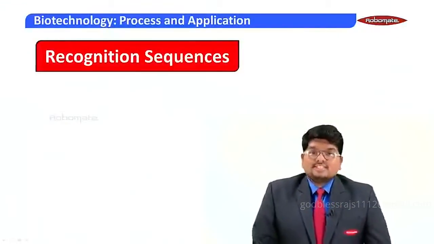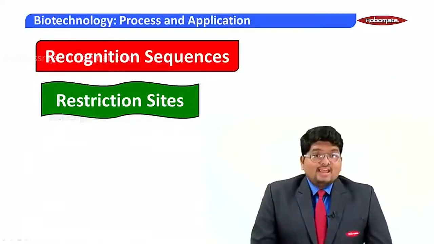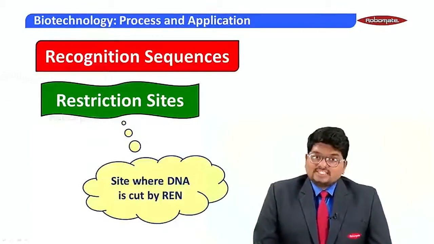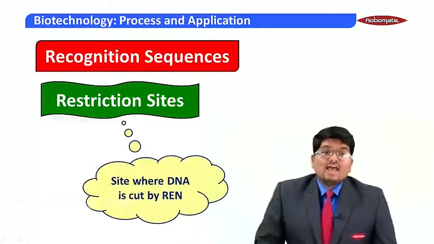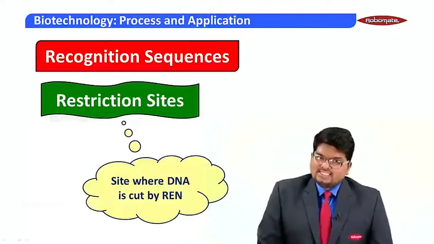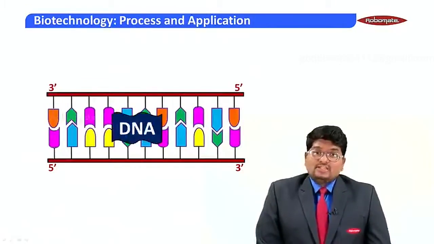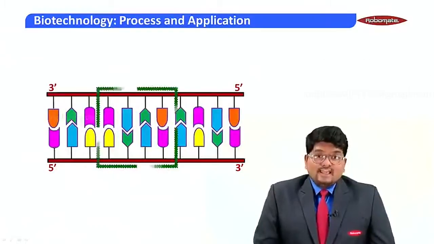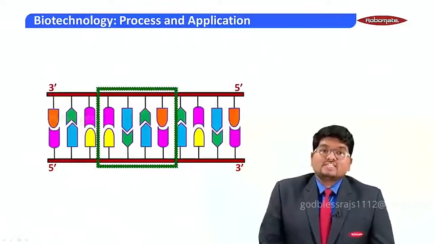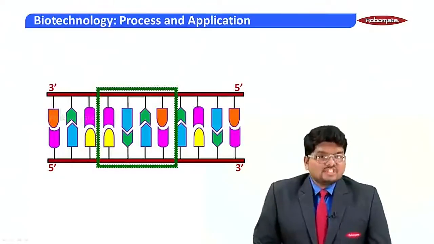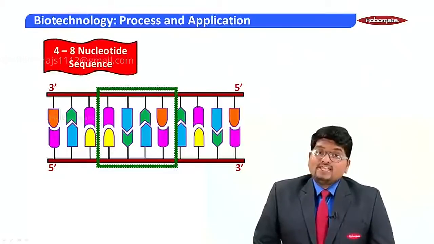Recognition sequences are also called restriction sites. But what are they? Recognition sequences or restriction sites are the sites where DNA is cut by RENs, or restriction endonucleases. So let us take a look at this DNA molecule. Here we have highlighted a small nucleotide sequence. This is our restriction site or recognition sequence, and it is a 4 to 8 nucleotide sequence.